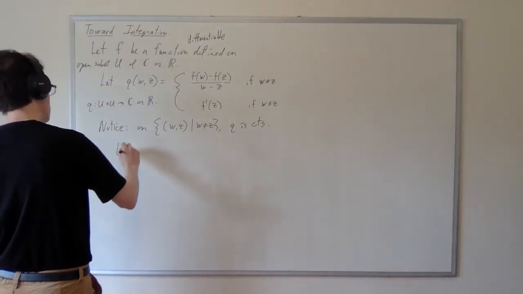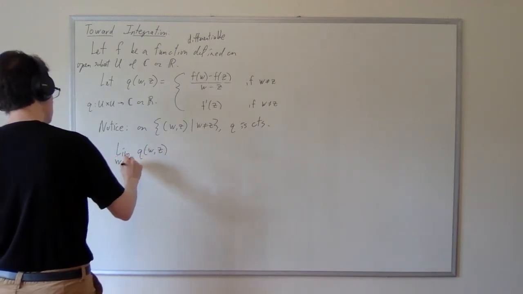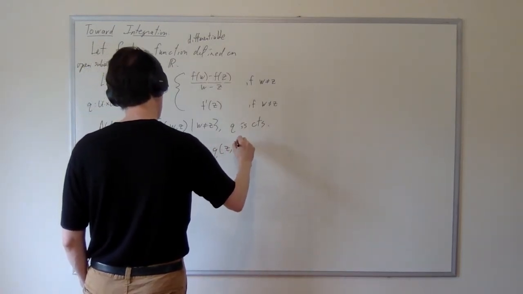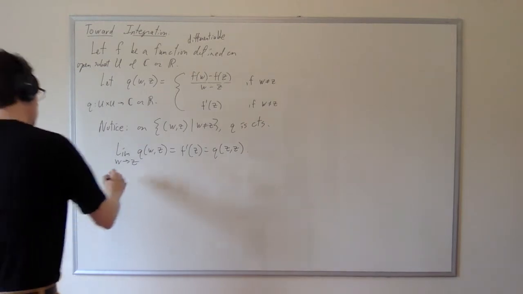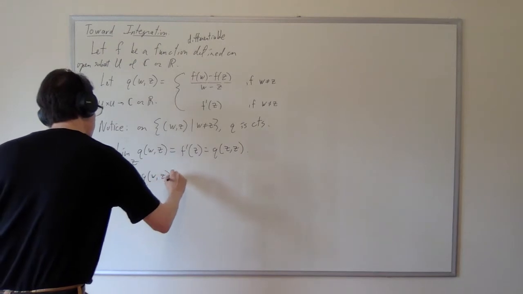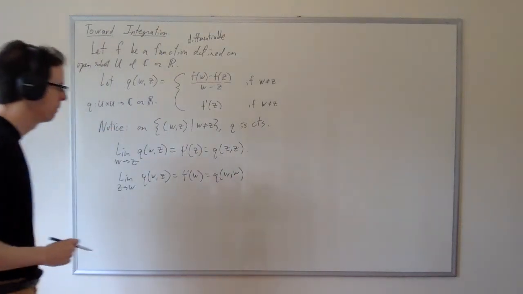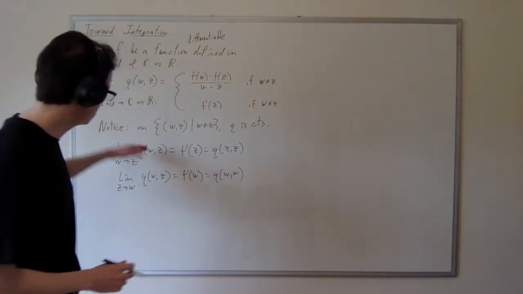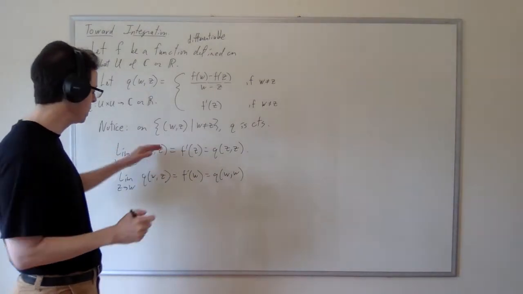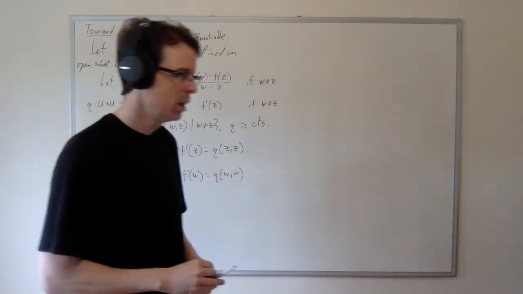So furthermore, the limit of q of w z as w approaches z is nothing more than the derivative, which is q of zz. And the limit as z approaches w in exactly the opposite way is going to be f prime of w, which is q of ww. And so this gives us limits on the diagonal, on the places ww or zz, coming in horizontally or vertically. And so it looks like we have continuity, but we don't.